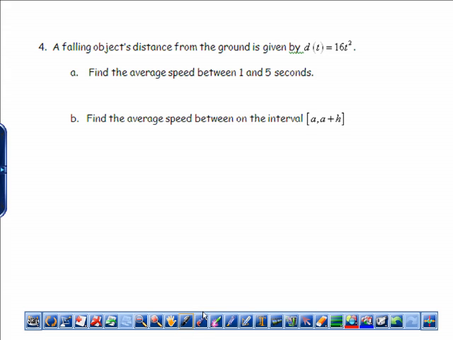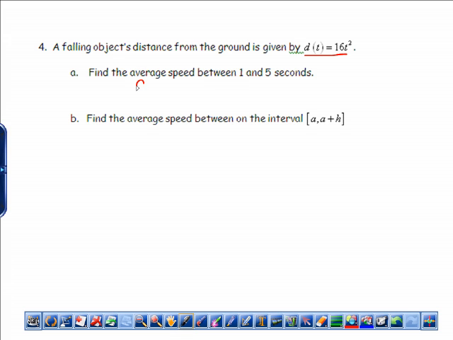It says the following object's distance from the ground is given by d of t equals 16t squared. And the reason this is not negative is because we're just doing distance. We're not doing its height off the ground. This is kind of like the formula we used at the very end of last semester. It says find the average speed between 1 and 5 seconds. Now, speed is the rate of change of distance. So this could have just said average rate of change of distance, but it said average speed.